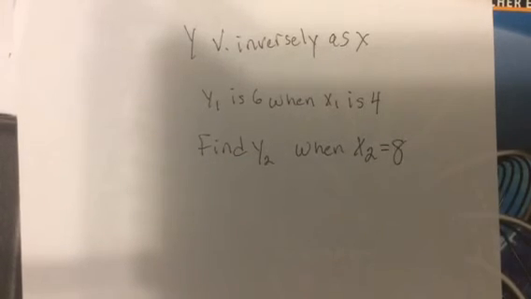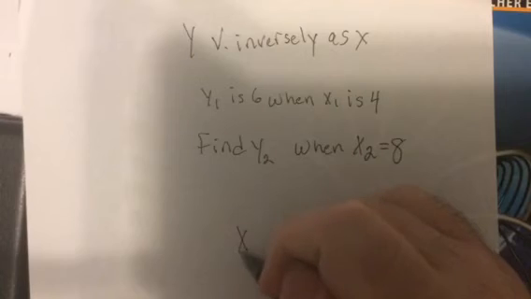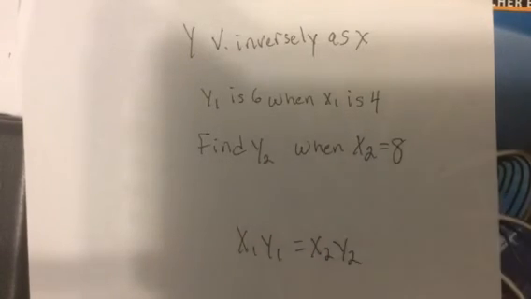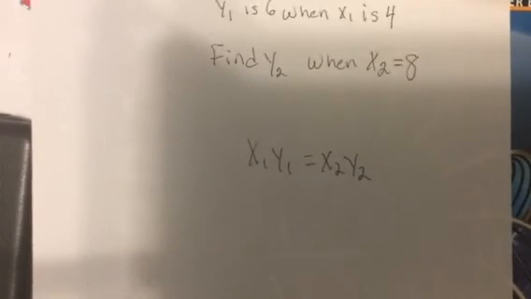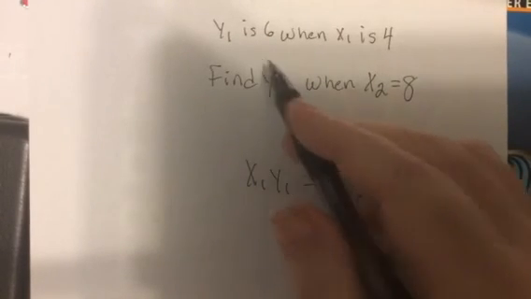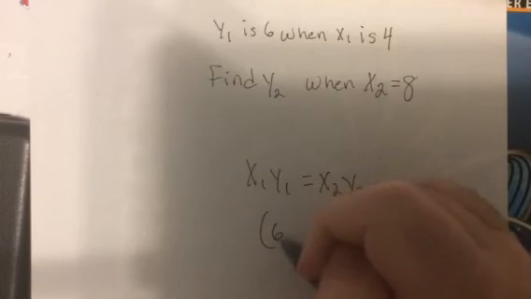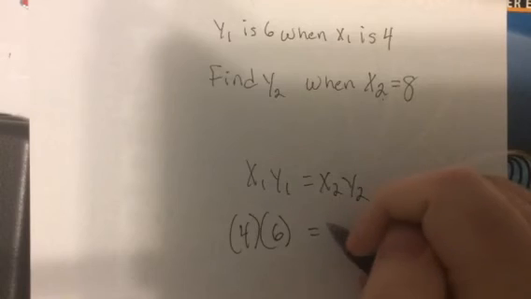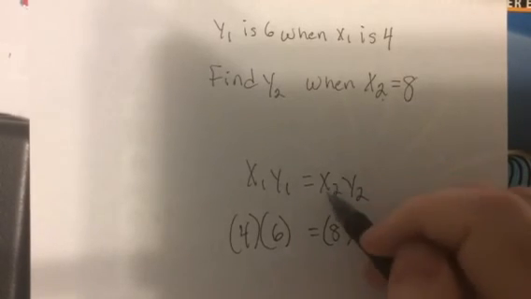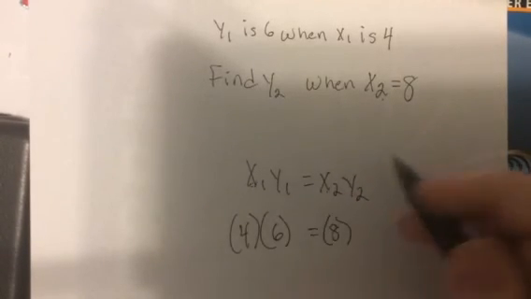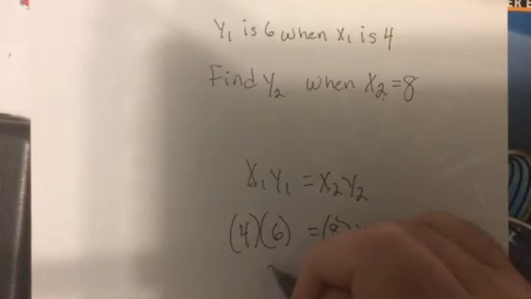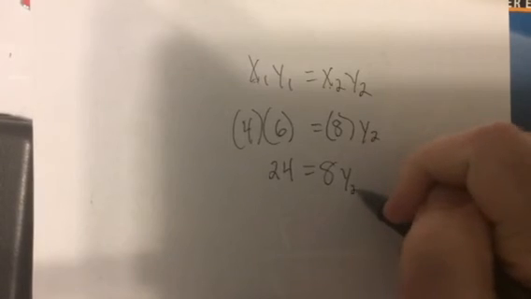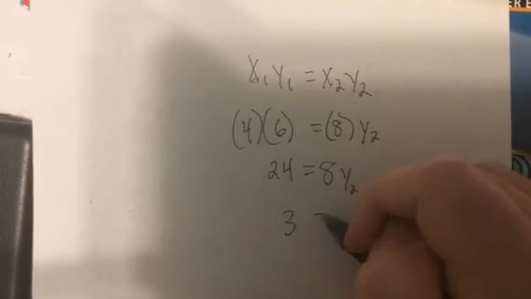I know the formula. Because varies inversely is x1, y1 equals x2, y2. Oh my goodness. So now it's just pluggy chuggy. y1 is 6 when x1 is 4. x2 is 8. Now, x2 is bigger than x1, so y2 is going to be smaller. So 24 equals 8 y sub 2, divide, that's 3.